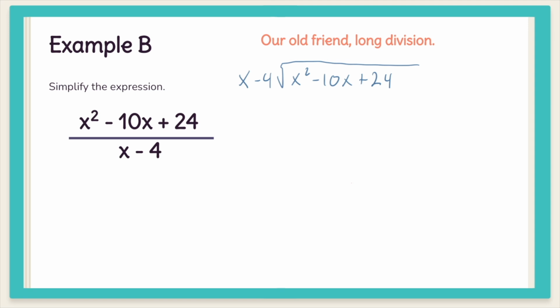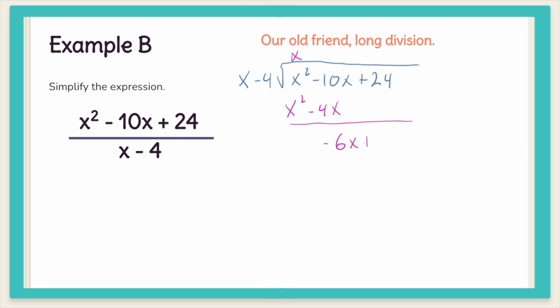All right, and again, we're going to start with our first term. So our first term is going to be x. So we want to add x times x, which is going to give us x squared, which is what we're looking for. Okay, and then x times negative 4 is going to give us negative 4x. Fabulous. Now we're going to do subtraction. So x squared minus x squared is going to give us 0. And negative 10x minus negative 4x is going to leave us with negative 6x, because subtracting a negative 4 is an addition, so we end up with negative 6x.